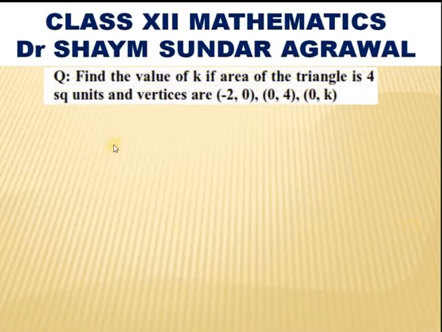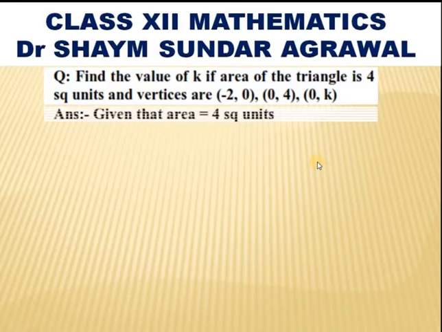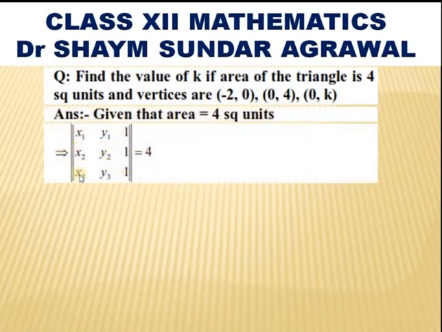Now, let us evaluate one more question. Find the value of k if the area of the triangle is 4 square units and the vertices are (minus 2, 0), (0, 4) and (0, k). Given that the area is equal to 4 square units, the modulus of the determinant is equal to 4.